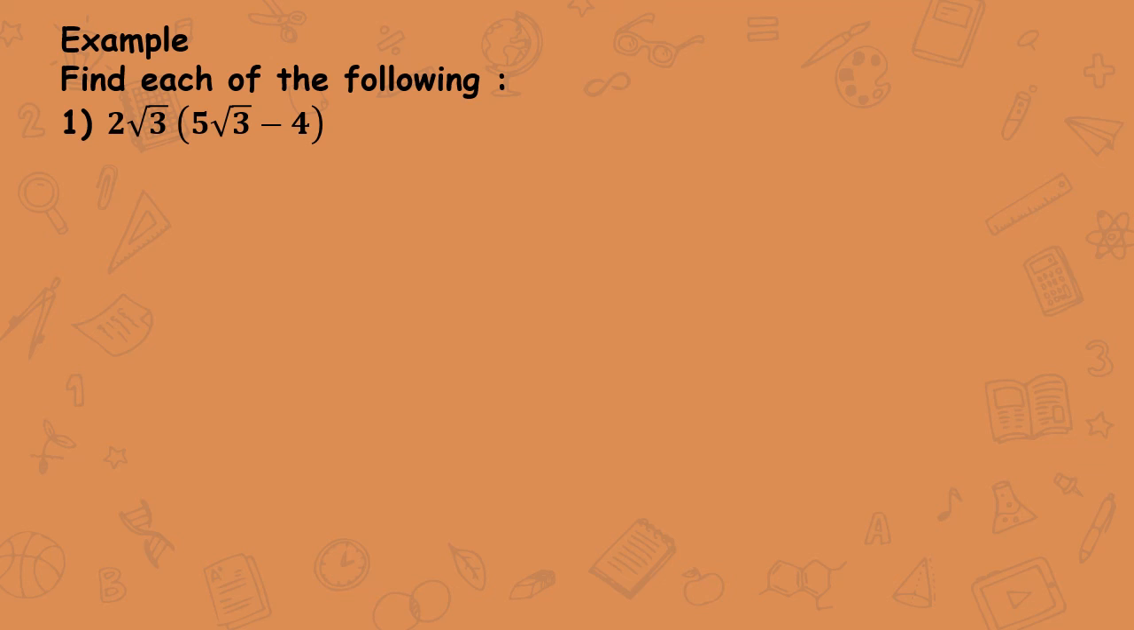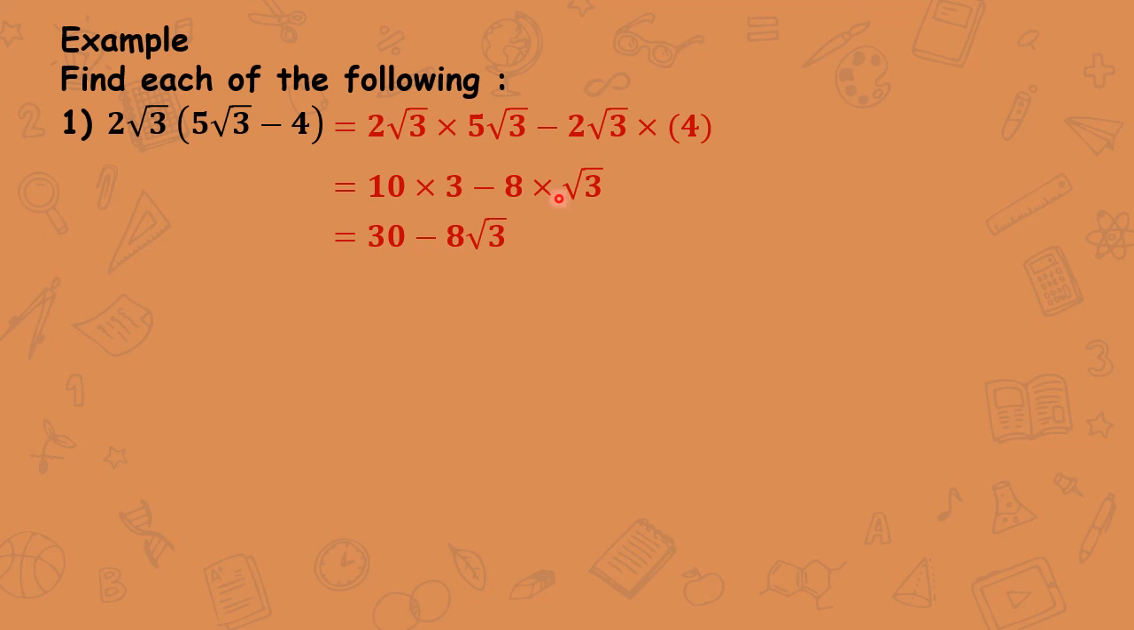Example number 1: 2 root 3 times (5 root 3 minus 4). Use the distributive property by distributing this number on the bracket: 2 root 3 times 5 root 3 minus 2 root 3 times 4. 2 root 3 times 5 root 3 equals 10 times 3, minus 2 root 3 times 4 equals 8 root 3. 10 times 3 equals 30, minus 8 root 3. This is in the simplest form.